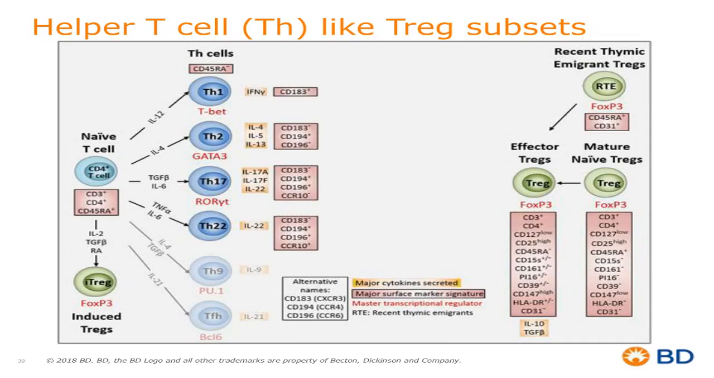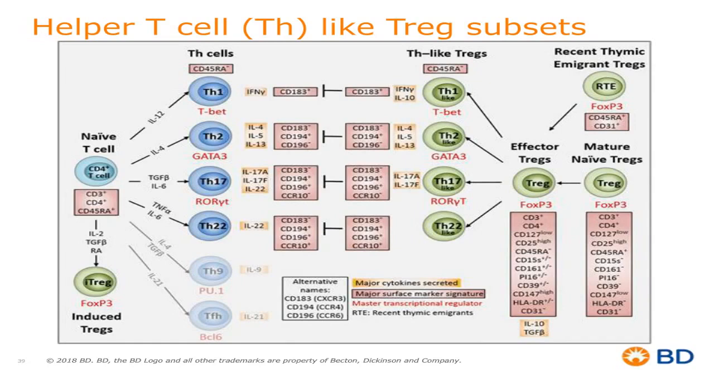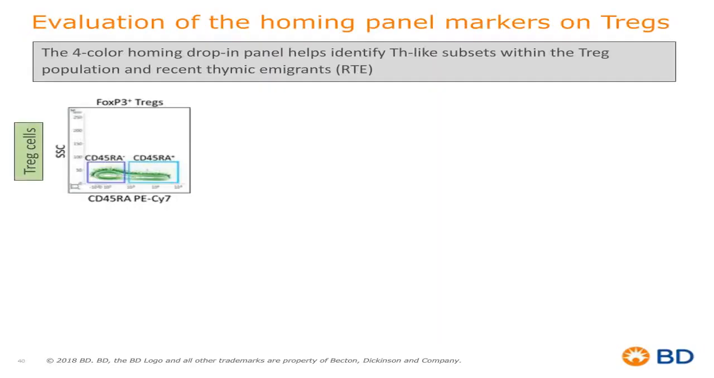We also have induced T regulatory cells that upregulate FOXP3 from the CD4 T cell subset, ones that haven't developed in the thymus. And then we also have our TH-like T regulatory cells, our TH1 and TH2-like, TH17-like, and TH22-like, and their corresponding expression of homing markers, and where they may have roles in functional biology. So let's go ahead and actually take a look at our panel a little bit.